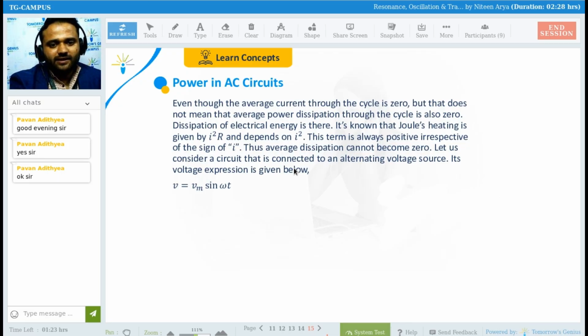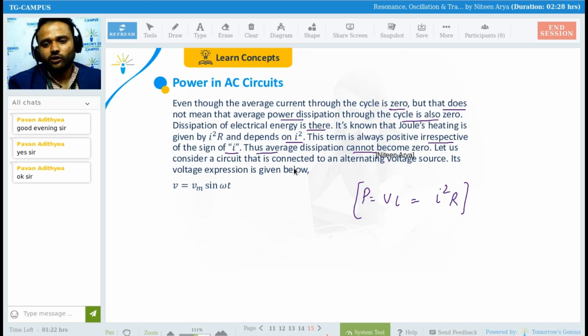So, even in an AC circuit, even though the average current through the cycle is zero, that does not mean the average power dissipation through the cycle is also zero. Dissipation of electric energy is there. It's known that the Joule heating effect is given by I square R and depends on I square. This term is always positive irrespective of the sign of I. So power is P equals VI or equals I square R. So thus average dissipation cannot become zero.